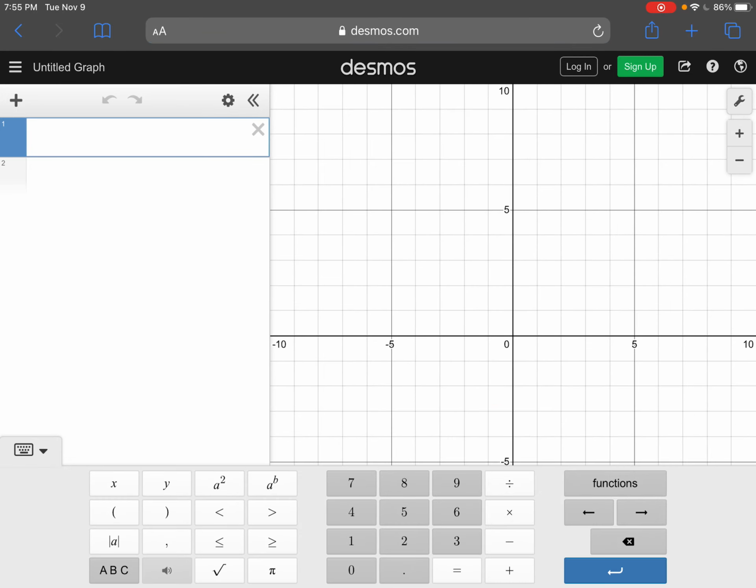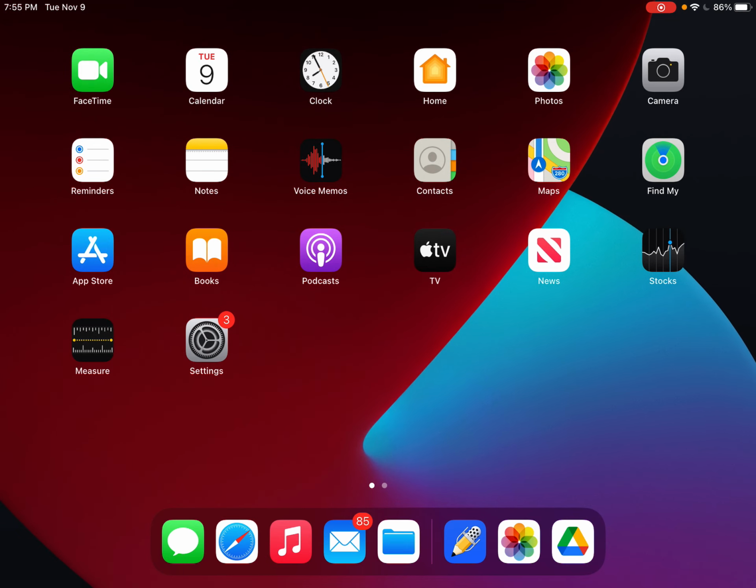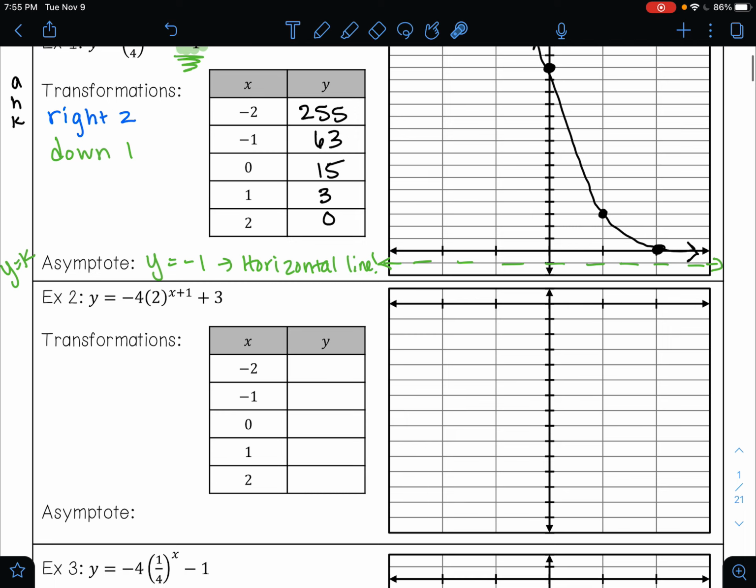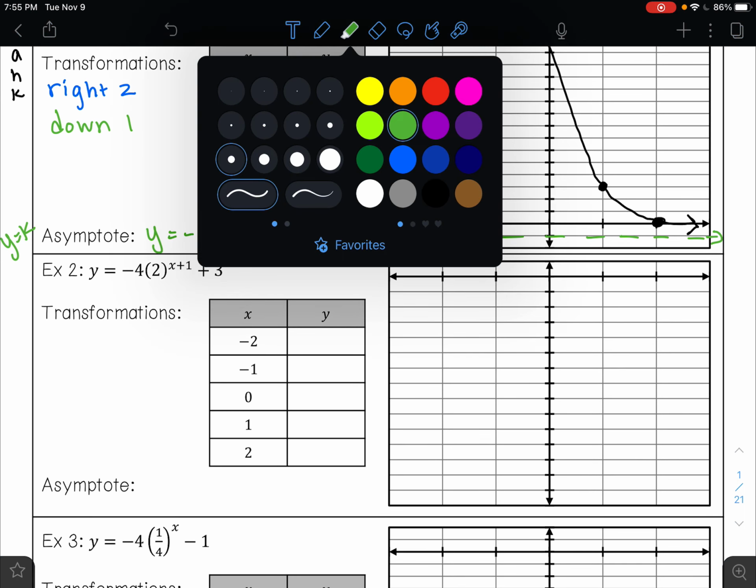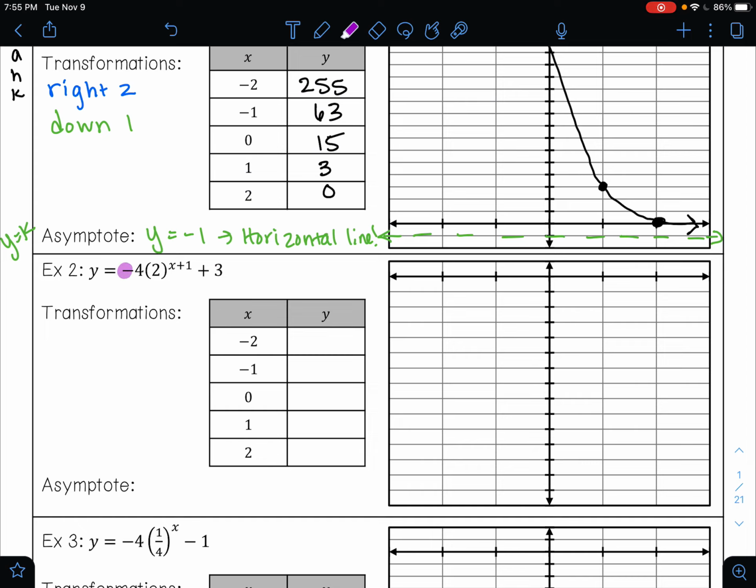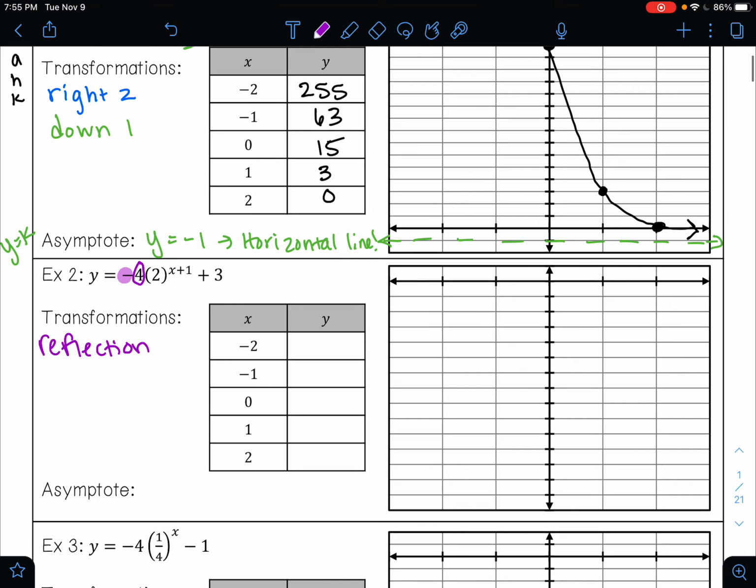Let's go ahead and look at the next one. So on example 2, for my A value, the first thing I see is the negative. The negative out in front tells me that there is a reflection. The next thing I see is the 4. 4 is a number that is greater than 1, so this would also have a vertical stretch by 4.